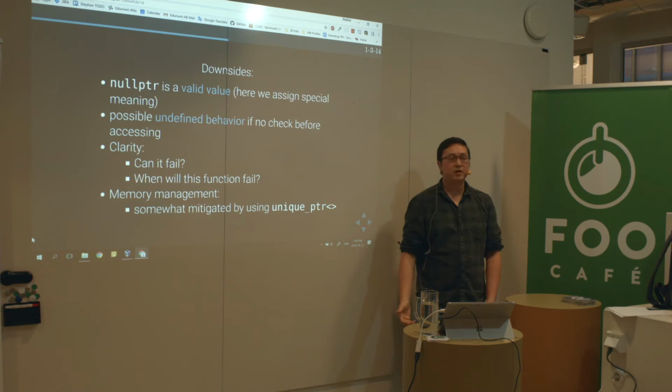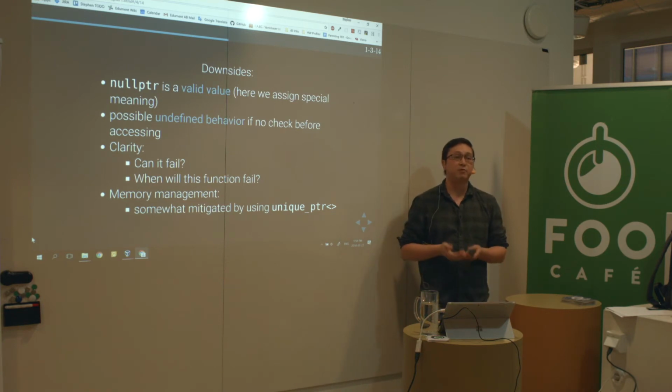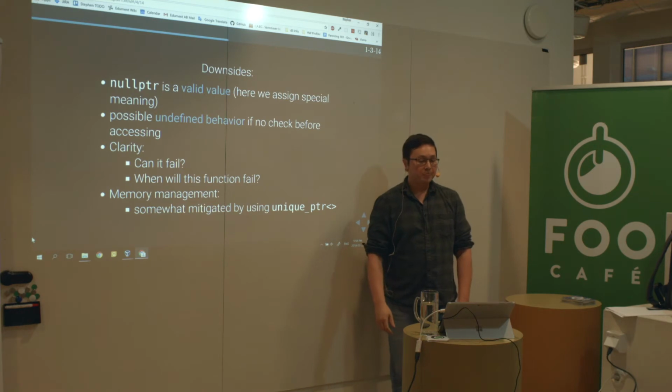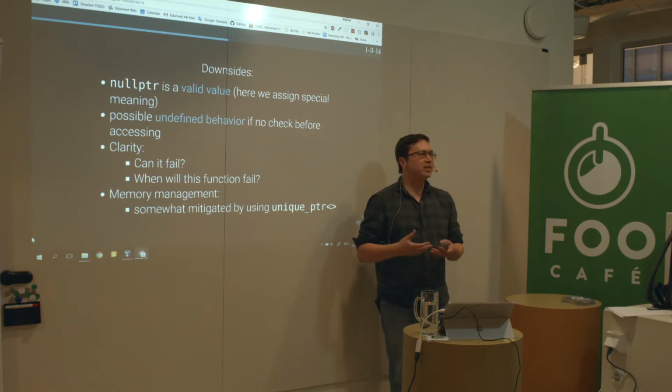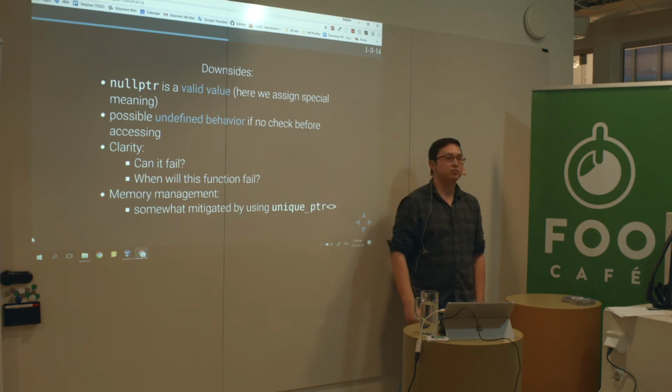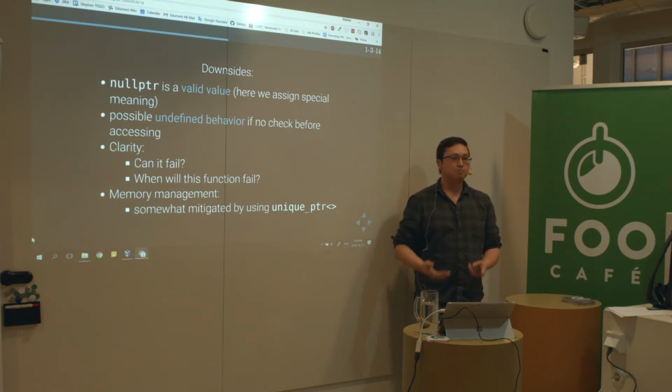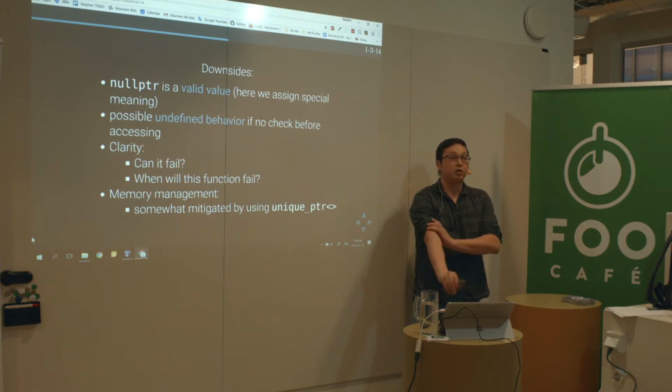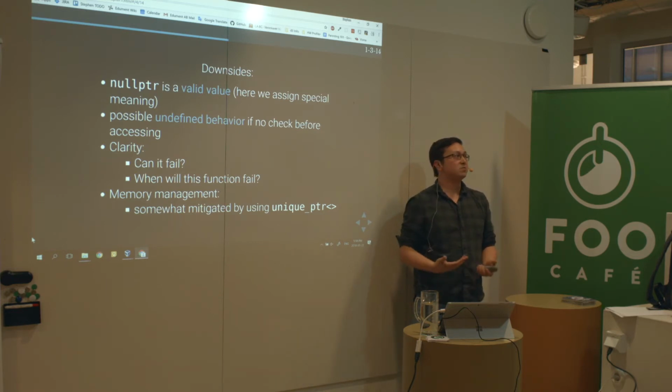We have possible undefined behavior. If somebody decides to dereference that null pointer without checking it first, we can have undefined behavior. It can be difficult to troubleshoot that depending on where it happens. It's a little bit unclear. The intent isn't very clear. So if I am using some library that has a function that returns a unique pointer, can that fail? Am I always guaranteed to get that back? Do I always need to check it? What are the expectations, right?